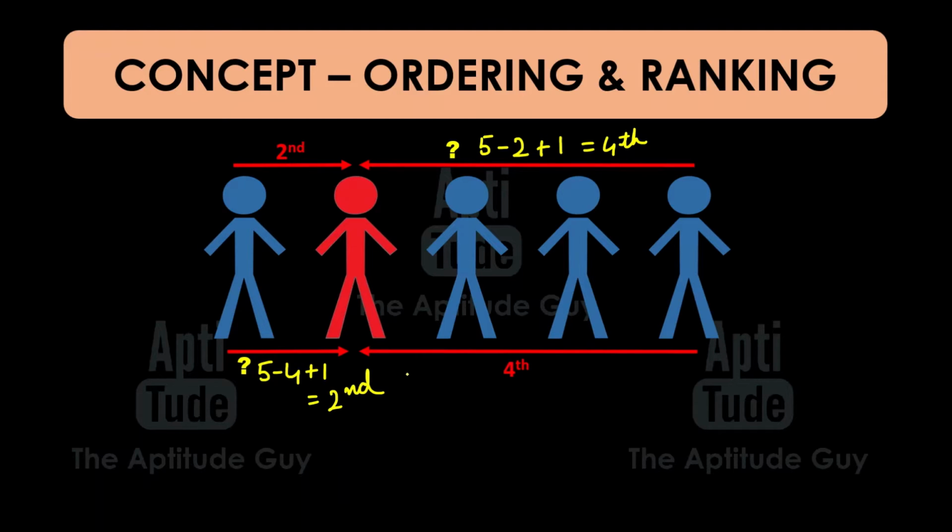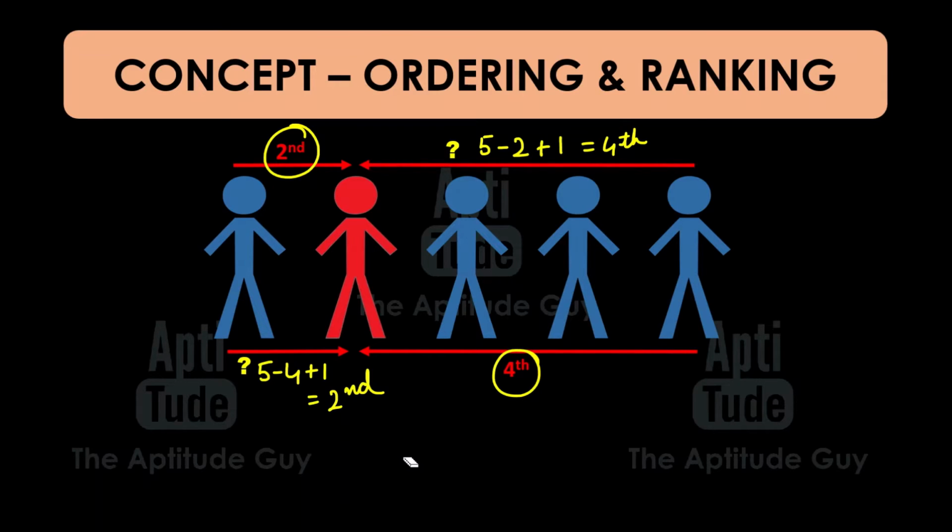And the third type of question will be that suppose you do not know how many people are there over here, okay? But in a question they say that this guy's rank from the left hand side is second and this guy's rank from the right hand side is 4th. So what is the total number of people?